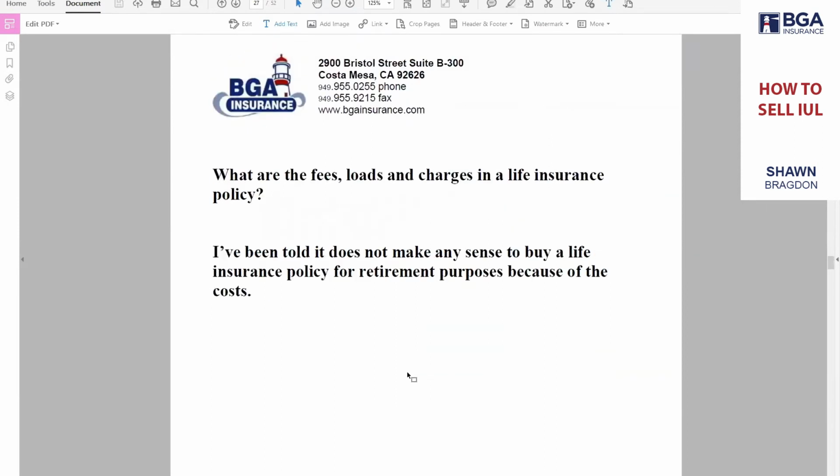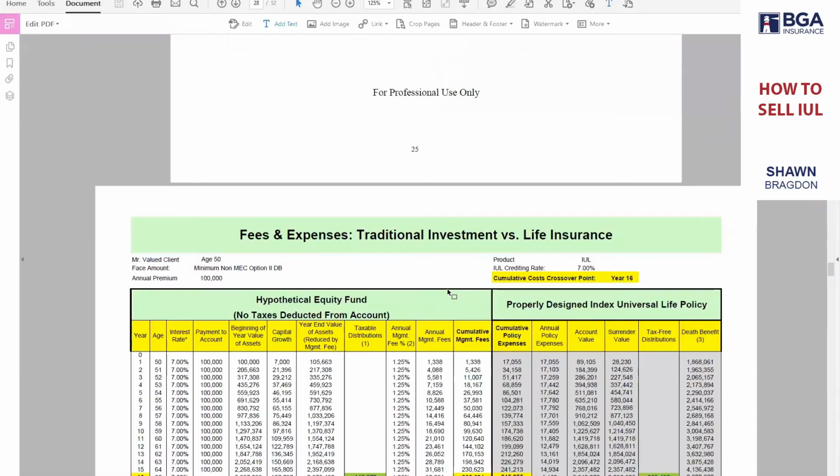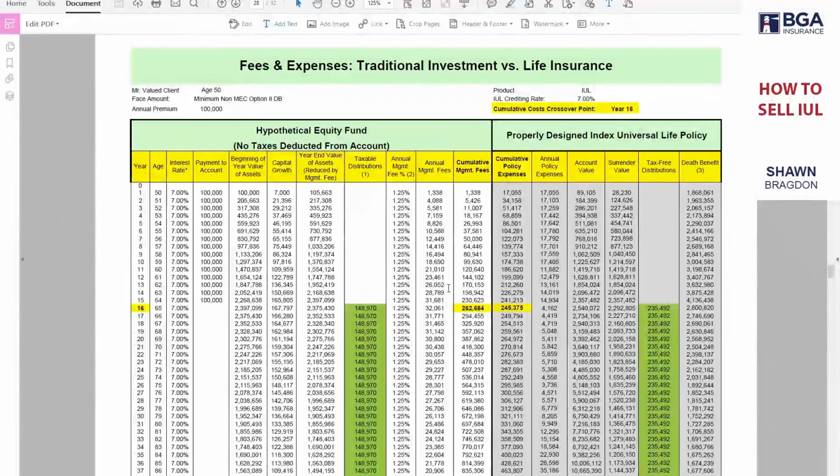This is a typical objection that you might get or question. You know, I've been told that it doesn't make sense to use a life insurance policy for retirement purposes because the fees, loads, and charges are just too high. On virtually every index UL policy that you can run today in the industry, you can add a report that will show the fees, loads, and charges year by year on that specific illustration you ran for your client. That's what we have here on the right.